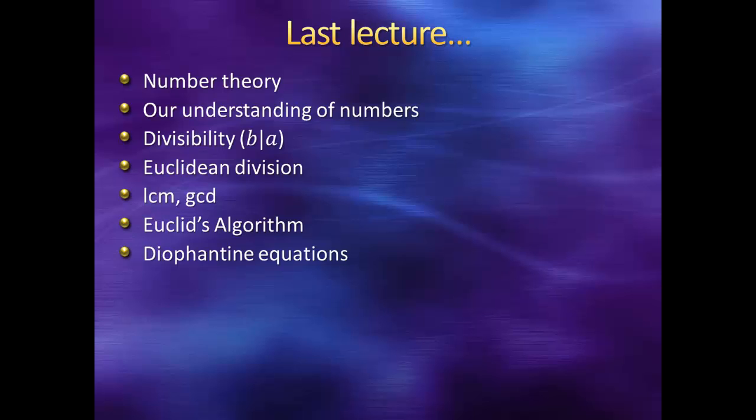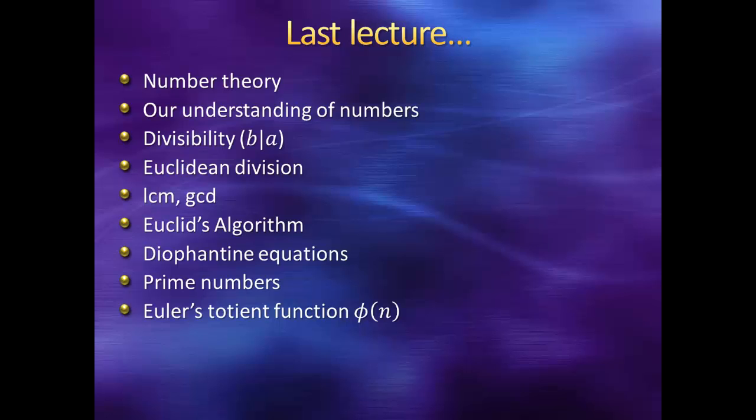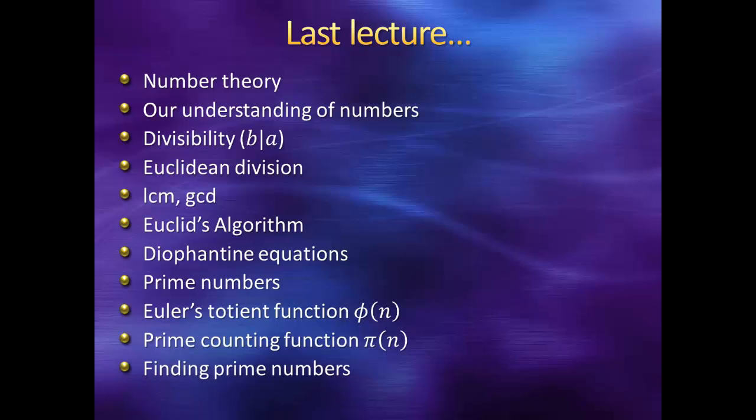From there, we turned our discussion to those elusive beasts known as prime numbers, divisible only by themselves and 1. We defined Euler's phi function, which counts the number of positive integers less than or equal to a number n that are relatively prime to n, and the prime counting function, which counts how many primes are less than or equal to n. Finally, we saw just how difficult the quest is to actually find the prime numbers.